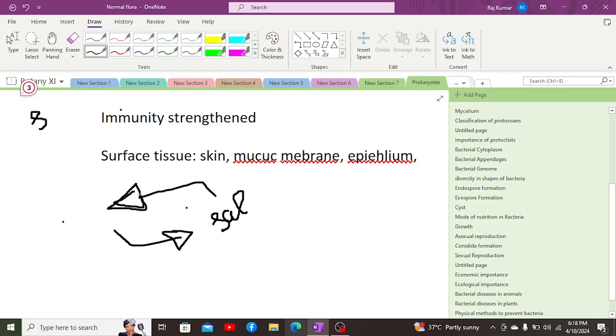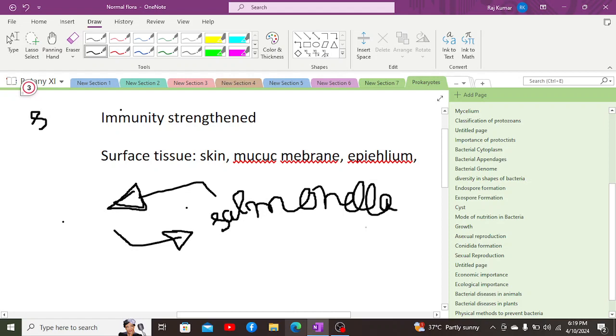and make it immunized. But when it comes to the normal flora of our body, Salmonella will not be affected by the antibiotics, because our body has this bacterial species as normal flora, since it is providing benefit to our body.